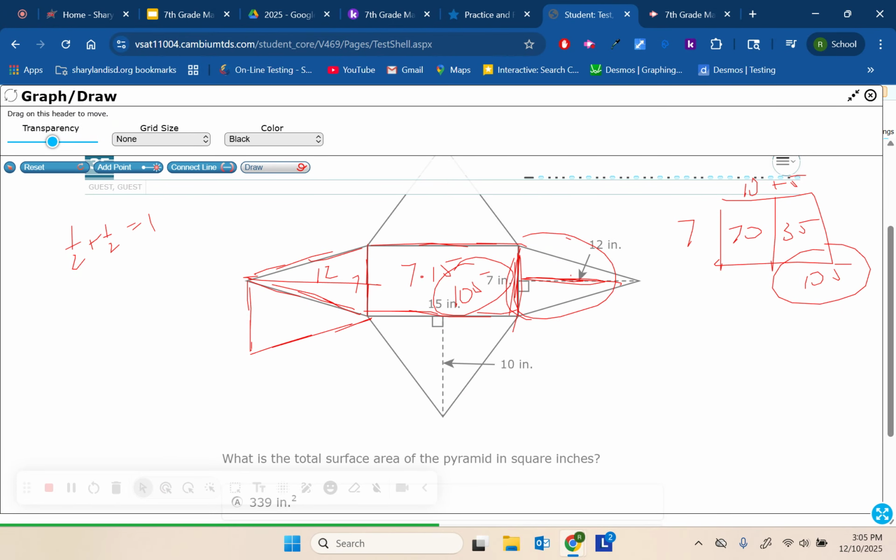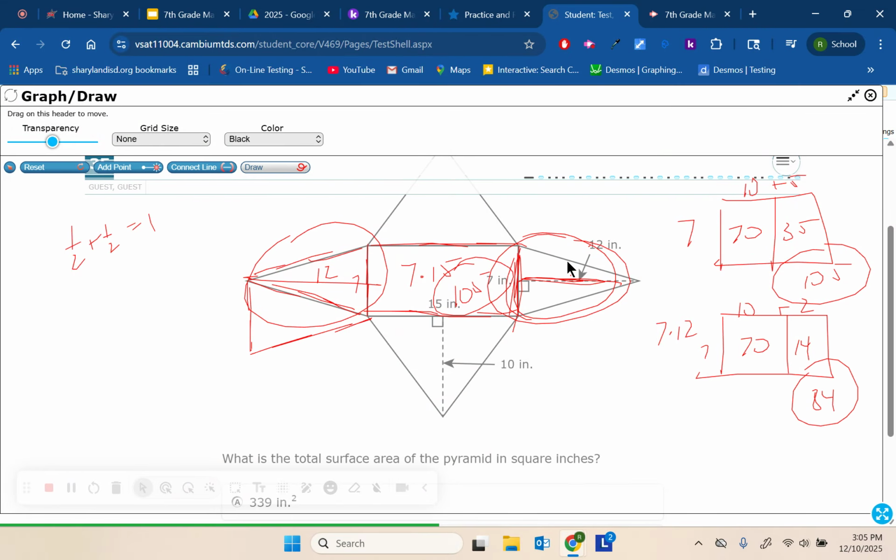So really all I got to do with this one and this one is just multiply 7 times 12, which is 70 plus 14, which is 84. So this is half of that 84, get it?